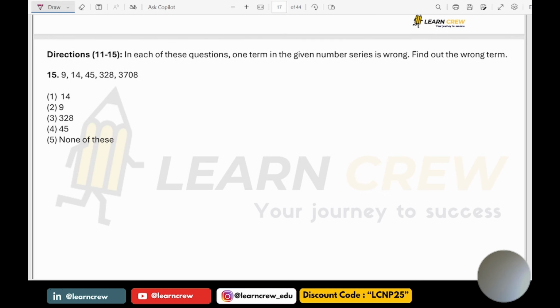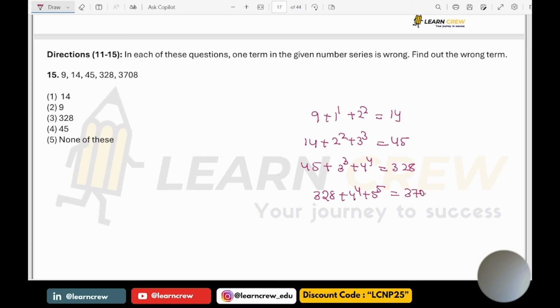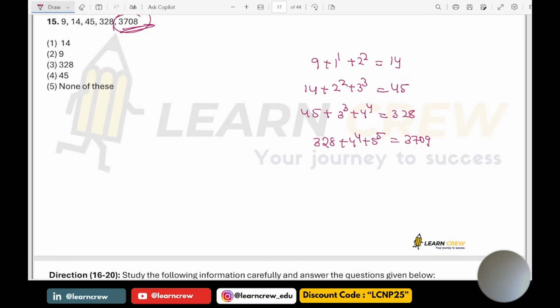Next, 9, 14, 45, 328, so there is a sudden increase. 9 becomes 14, 14 becomes 45. If you observe clearly, 9 plus 1 power 1 plus 2 square is 14. Similarly, 14 plus 2 square plus 3 cube is 45. 45 plus 3 cube plus 4 power 4 is 328. 328 plus 4 power 4 plus 5 power 5 has to come, which is 3709. But we have 3708 here, which is the wrong term. I hope it is clear.